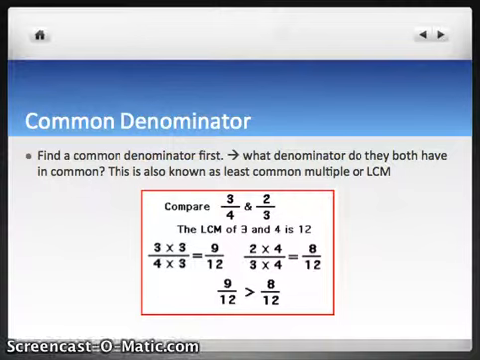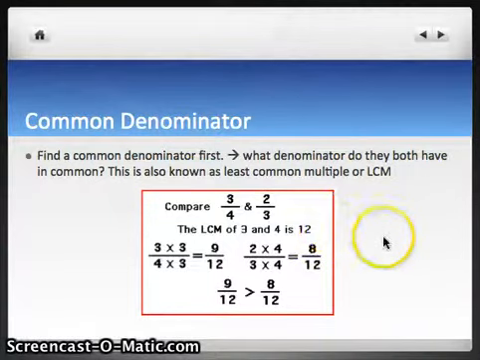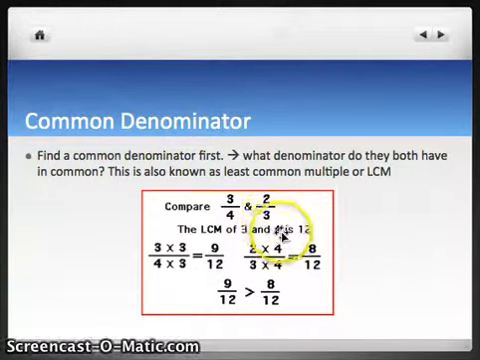So in the situation of 3/4 and 2/3, you need to find a common denominator that 4 and 3 have in common. Based on my background knowledge, I know that 4 and 3 both have a multiple of 12. Therefore, the least common multiple of 3 and 4, which are our denominators, is 12. So I'm going to change my denominator to twelfths.